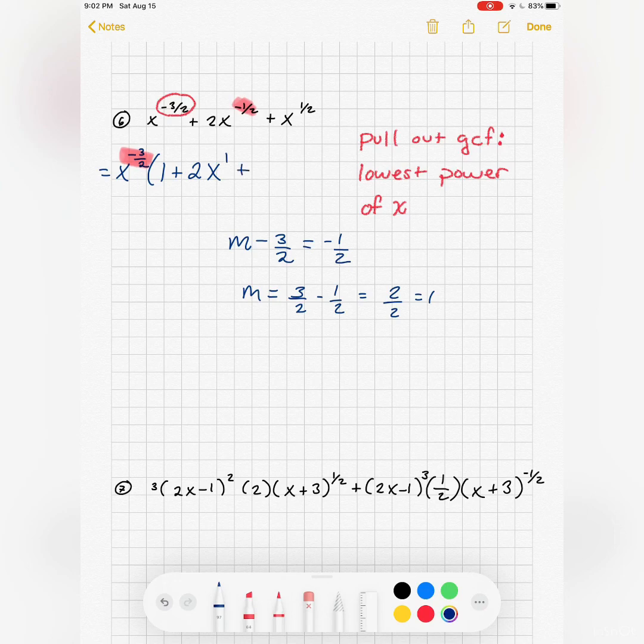Let me try this one. So I'm going to have x to the something. So that one I'll say, let me see here. I'm going to have n, this number here, minus 3/2 needs to give me 1/2. It's 2.